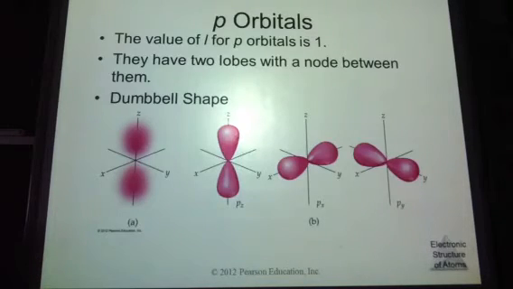Okay, p orbitals we know are dumbbell in shape. There are 3 different shapes that we can take with a p orbital. One that's located along the x-axis, one on the y-axis, and one on the z-axis. So we know that 3 shapes for p. Remember, s has only 1 shape and it is spherical.